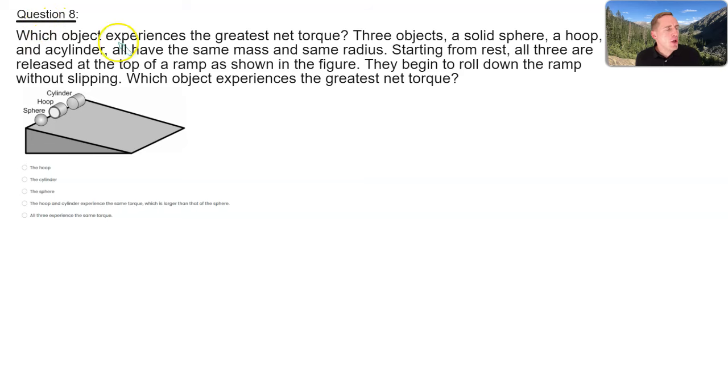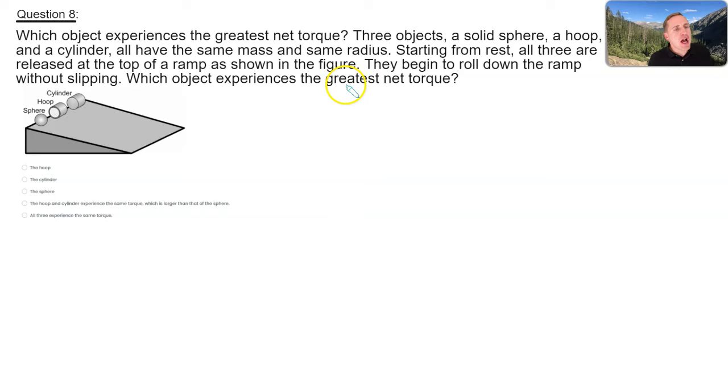Okay, question 8. Which object experiences the greatest net torque? 3 objects, a solid sphere, a hoop, and a cylinder, all have the same mass and same radius. Starting from rest, all 3 are released at the top of a ramp as shown in the figure. They begin to roll down the ramp without slipping. Which object experiences the greatest net torque?